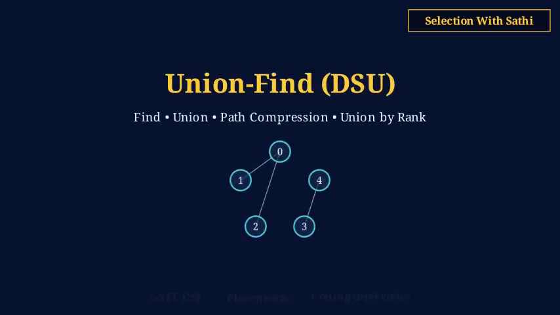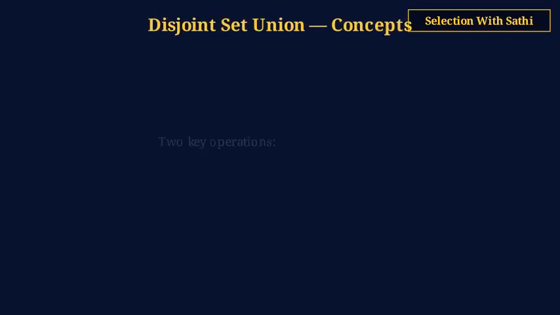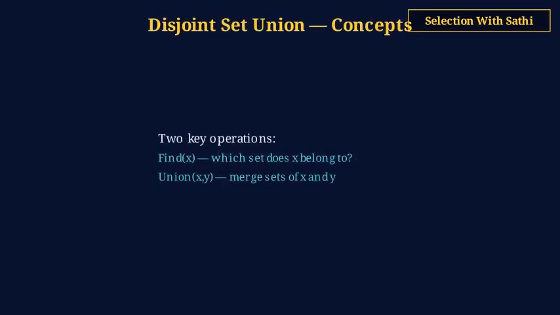Today we learn union find, also called disjoint set union or DSU. This data structure efficiently tracks which elements belong to which set, supports merging sets, and answers connectivity queries in nearly constant time. It is a must-know for GATE CSE, placements, and coding interviews. Let us begin. Let us start with the find operation.